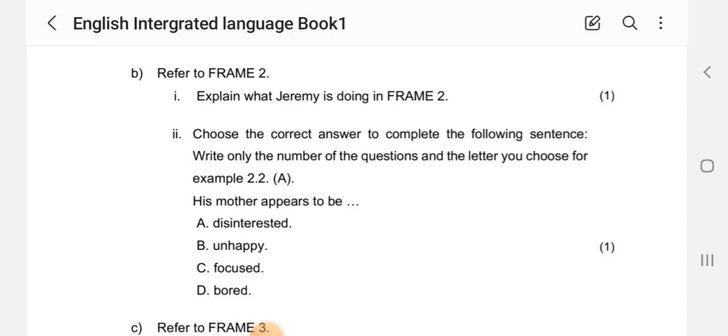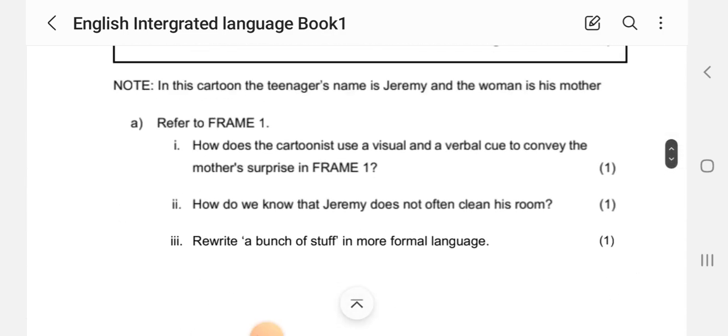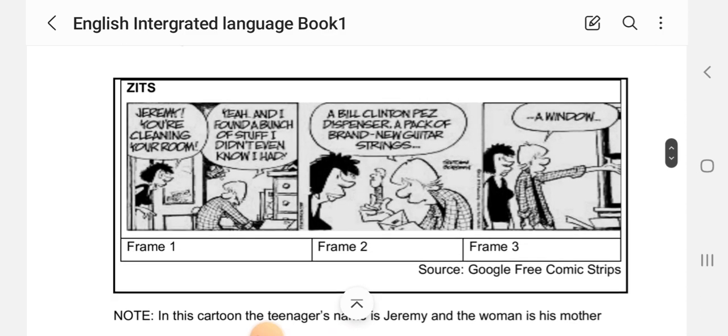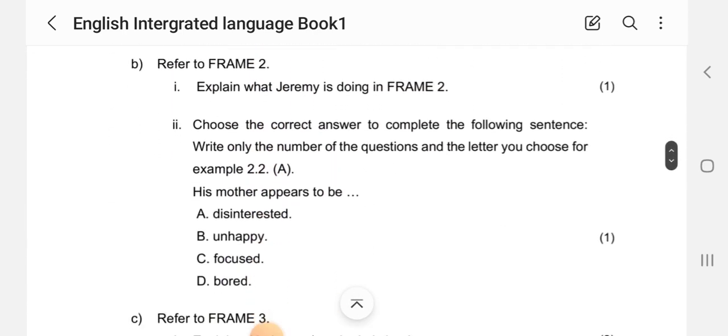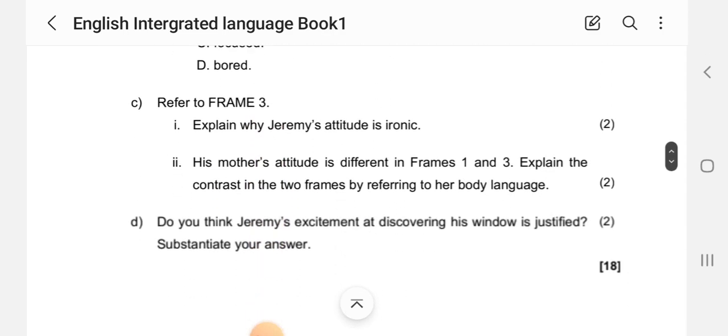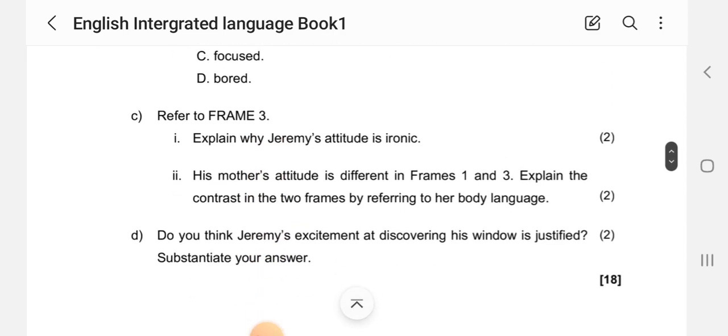Okay? And then number 2 says, choose the correct answer to complete the following sentence. Write only the number of the question and the letter you choose, for example, 2.2 A, or whatever. So his mother appeared to be, let's look at her: disinterested, unhappy, focused, bored. She is focused. She is literally staring at this thing, giving it her full attention. So she is focused.